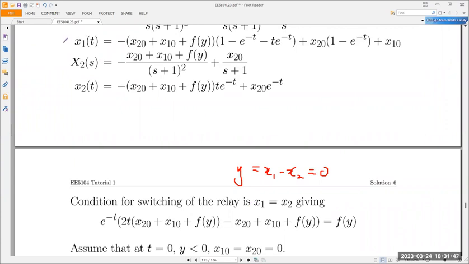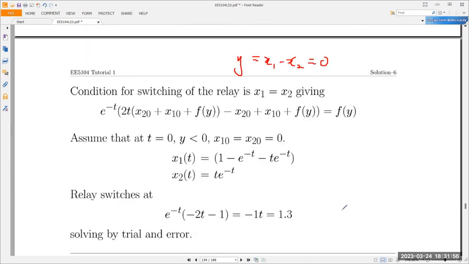Since you have x1, you stick x1, you equate to x2, you will get this equation here. Okay, so let us start drawing. We assume that at the start, y is equal to 0. All right, and the state x1, x2 is equal to 0. So you state all these 0, 0, 0, 0.